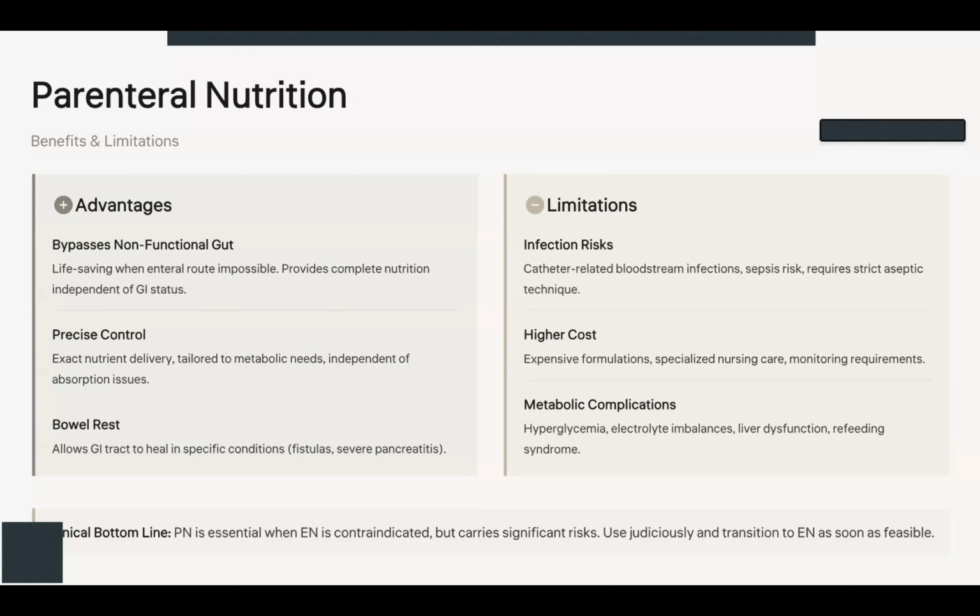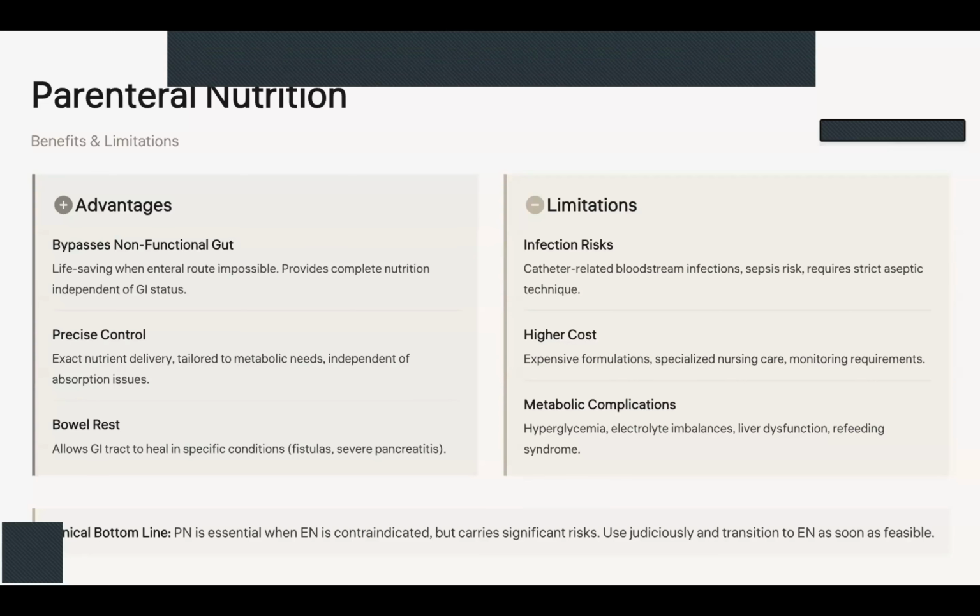But it is associated with significant risks, including catheter-related bloodstream infections, metabolic complications such as hyperglycemia, electrolyte imbalances, liver dysfunction, and higher healthcare cost. Therefore, while it is an essential modality, it must be used and monitored carefully while the patient is on parenteral nutrition support.